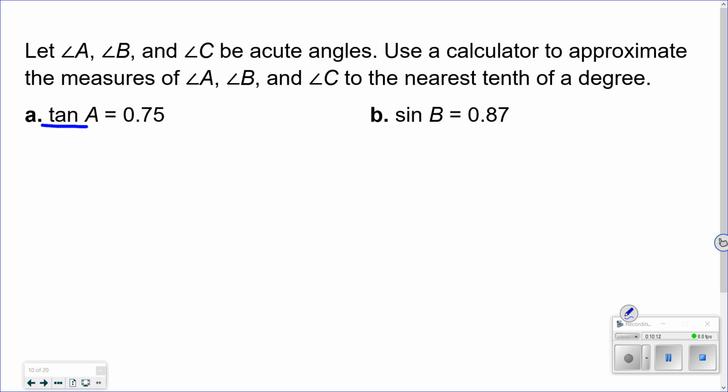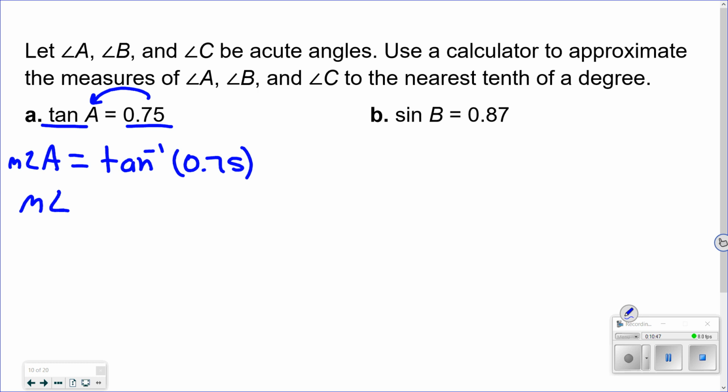So if I know that the tangent of A equals 0.75, we want to work backwards and find the angle. So we do that with the inverse. I say the angle A is equal to the inverse tangent of 0.75. And now that's just a calculator problem. I plug that in my calculator and find out what it comes out to. So the inverse tangent, second tangent of 0.75 equals 36.9 degrees. So the measure of angle A equals 36.9 degrees.